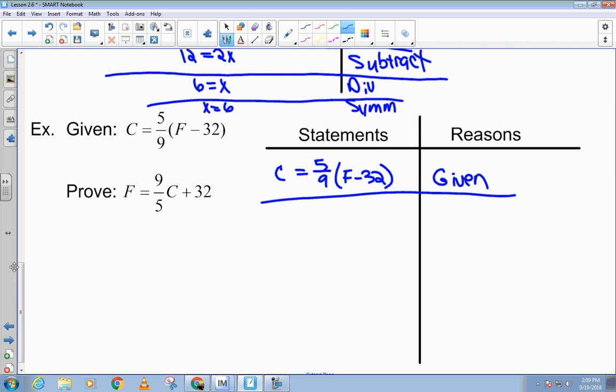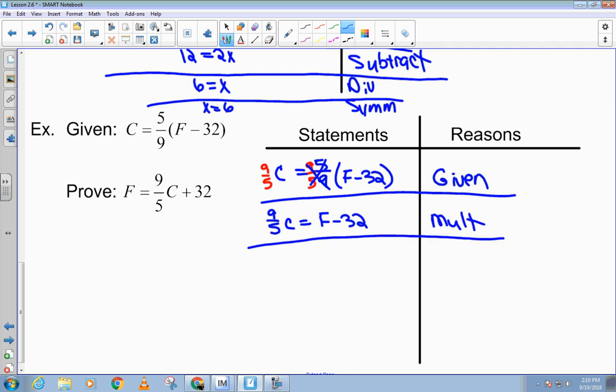1. If I take 2/3 and multiply it by 3/2, what do I get? 1. So if I take 5/9 and multiply it by 9/5, what am I going to get? 1. So it might be easier if I did that. If I multiply both sides by 9/5, then what I end up with is 9/5 C equals, these cancel, F minus 32. Okay, and that would be multiplication, division.